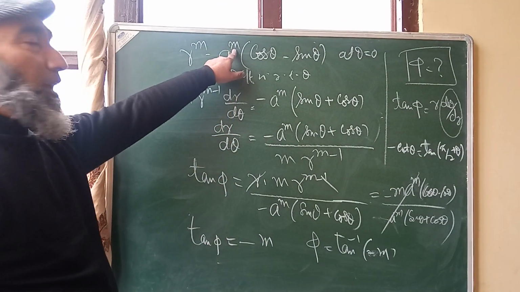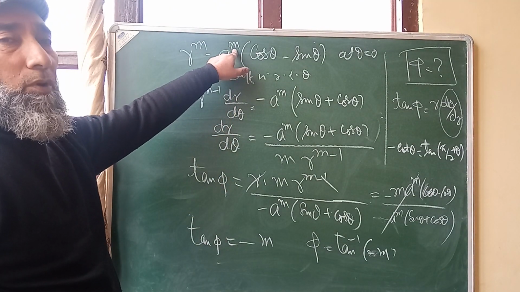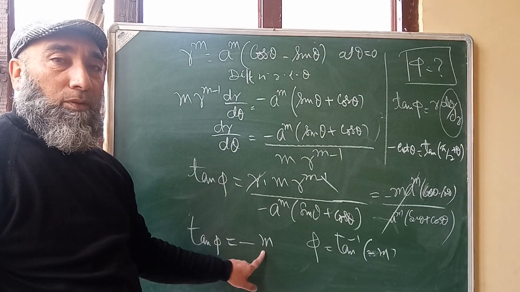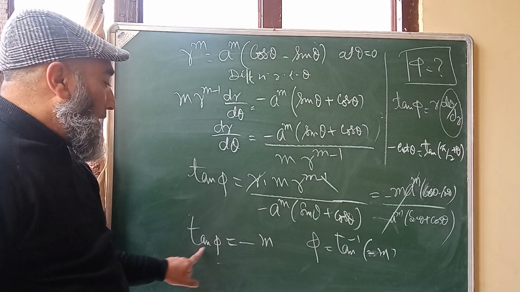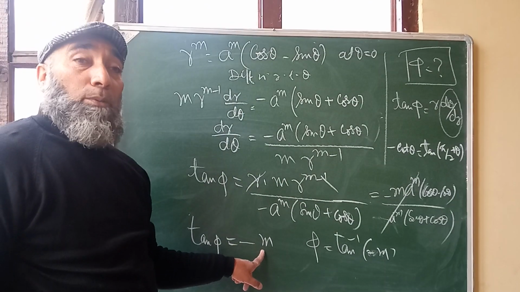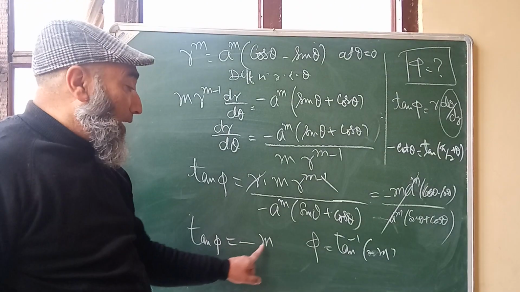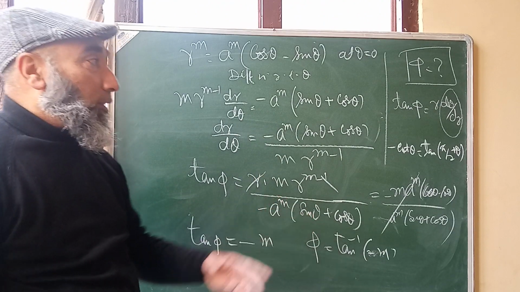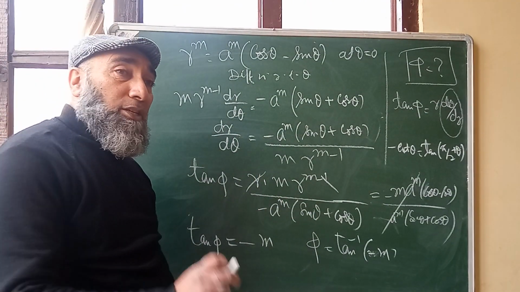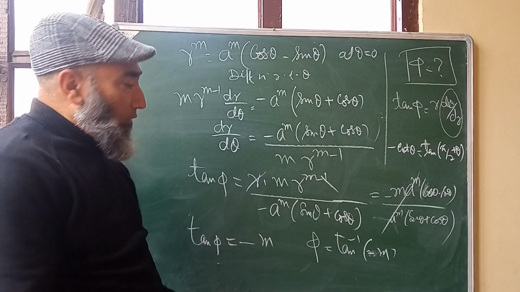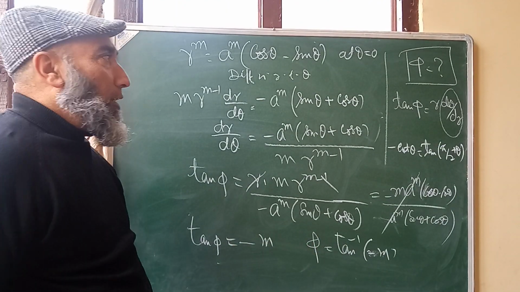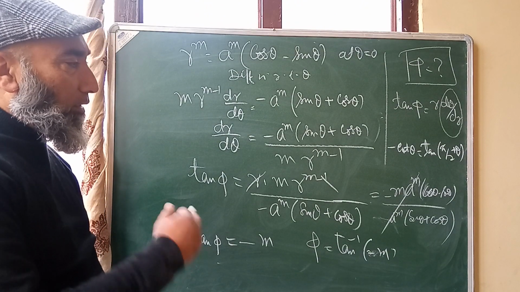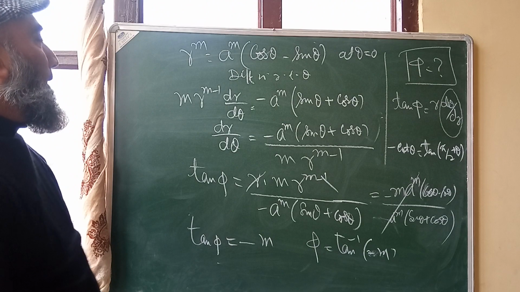If I would have taken a only instead of a to the power m, m would have been 1, and this would have been minus 1. A particular case I am discussing. Tan phi is minus 1. What is tan pi by 4? It's 1. So it would have been minus tan pi by 4. You know, minus tan theta is tan of pi minus theta, right? So every possibility is there, depending on how theta has been defined.